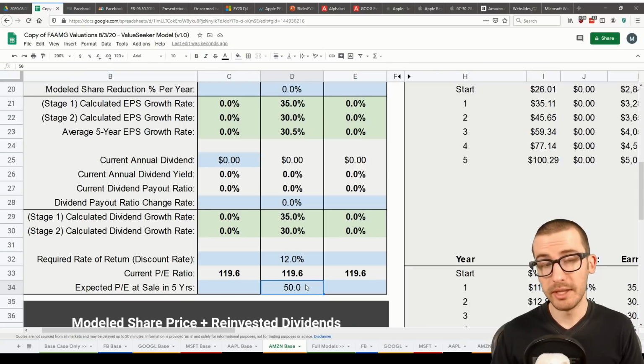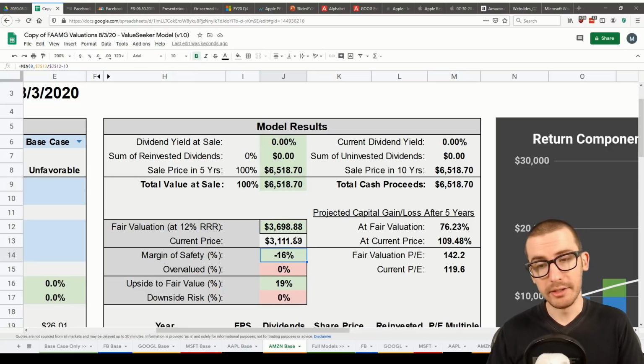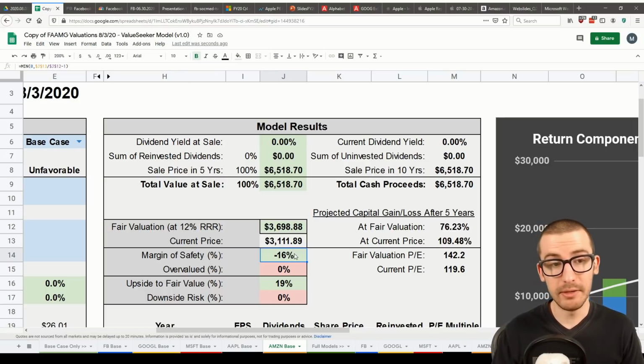And if we assume that the price to earnings ratio actually ends up at 65, well then the expected price of Amazon in 5 years will be close to $6,500, meaning that if we actually bought Amazon today at its current price, we'd be buying at a 16% margin of safety or discount to its true fair value, again assuming all our model assumptions are true.